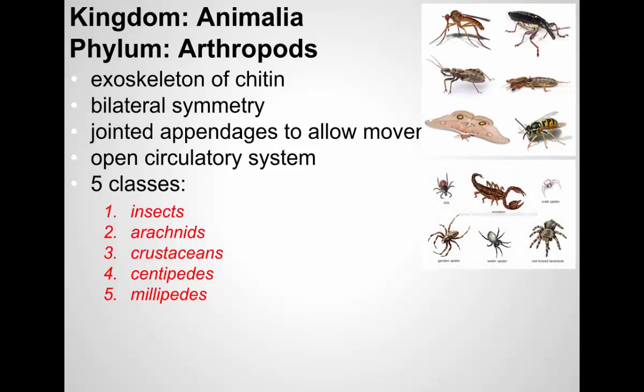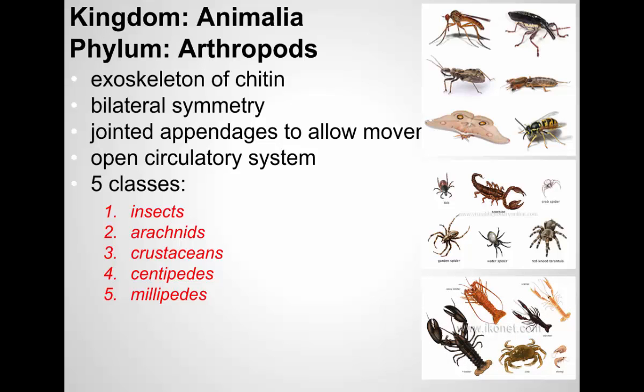Arachnids include things like scorpions, ticks, spiders. They have 2 body segments. Basically everything we hate. They have 8 legs. Crustaceans have 10 legs.